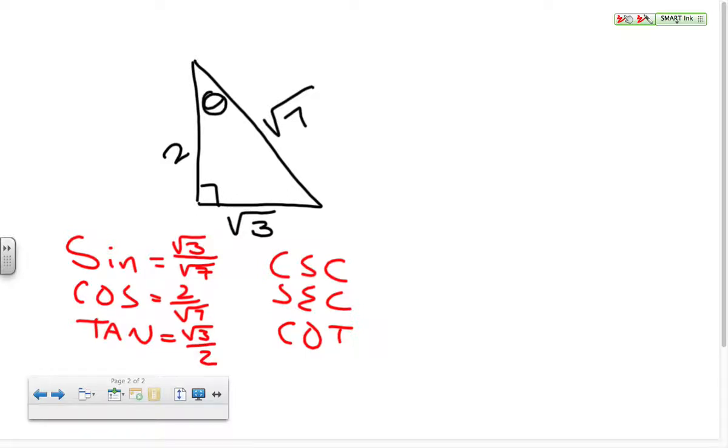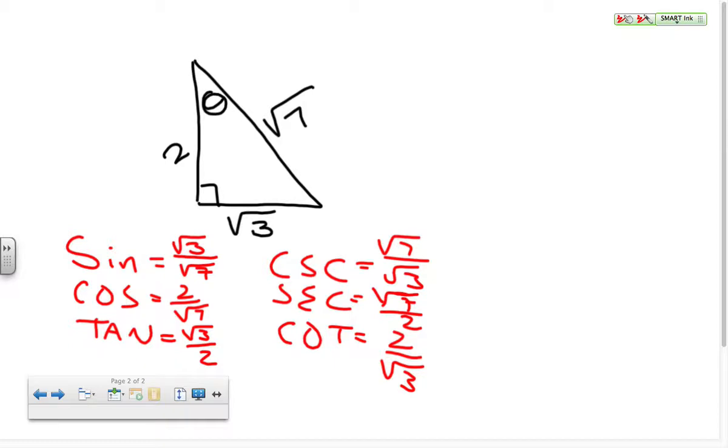Now, reciprocals of these, super easy. What's the reciprocal of the square root of 3 over the square root of 7? The square root of 7 over the square root of 3. Okay, secant, the square root of 7 over 2. And the reciprocal of the tangent, which is the cotangent, is 2 over the square root of 3. Okay? So several of your homework problems will ask you to do that.